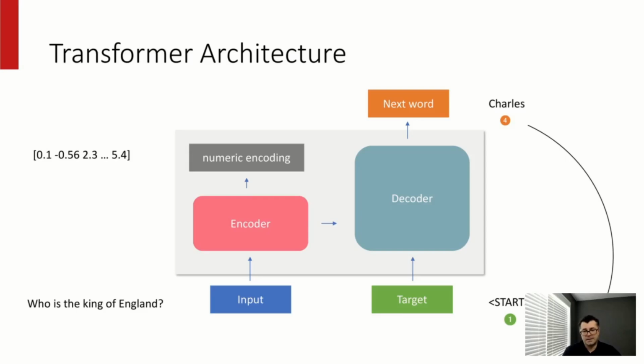And then that word is taken down and appended, you pretend that it's part of the input into this decoder, and you feed it through the decoder again. And then it will say it is as the next most likely word. And you take the is and you add it to the input and you feed it through the decoder again, and then you will get Charles.